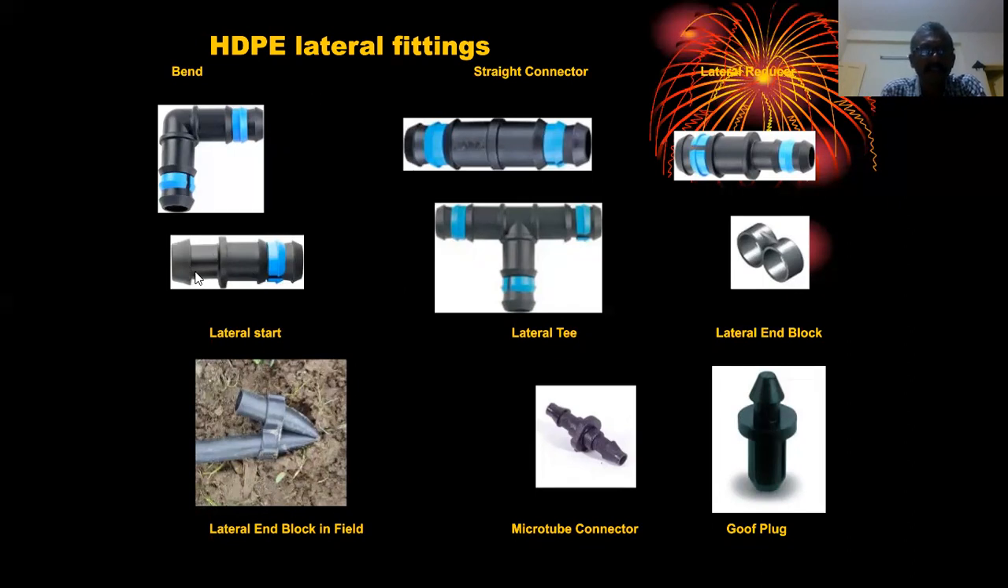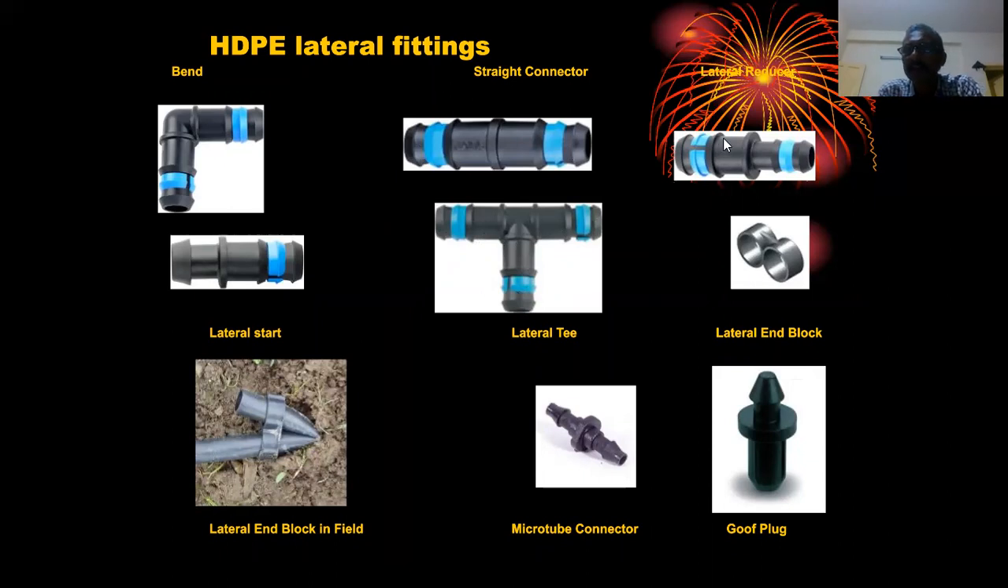It is to connect lateral to the submain. This is a lateral connector. Two laterals can be connected, and this is a lateral T. Lateral can be divided into two. If one wants to take off one more lateral from a lateral, then one can use lateral T.